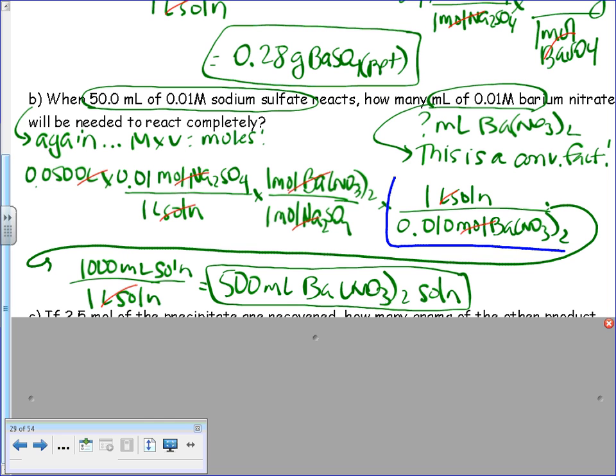This is the only new thing that we didn't talk about yesterday, that it's a conversion factor. You can flip it. Does that make sense though?